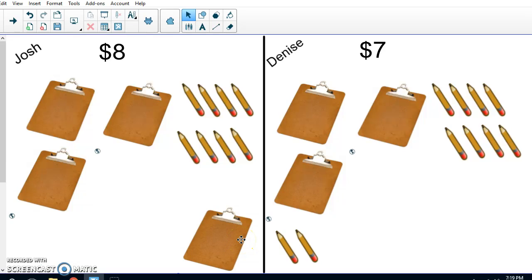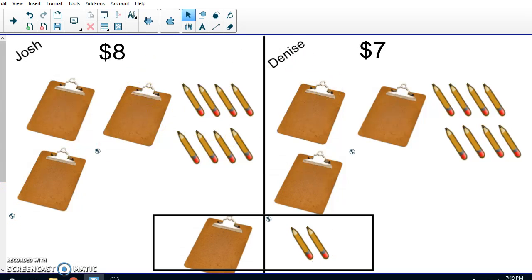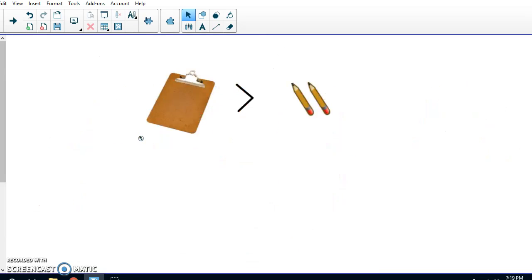So what conclusion can we draw from the leftover clipboard and 2 pencils if Josh spent more than Denise? So if we focus in on just those 2 items, we should be able to conclude that the clipboard costs more than 2 pencils. How much more? We're about to find out.